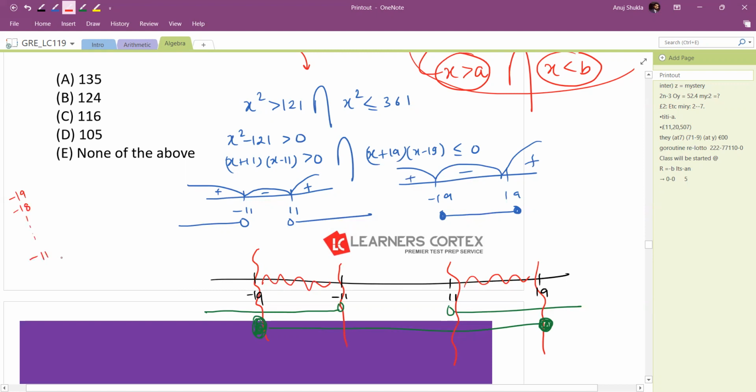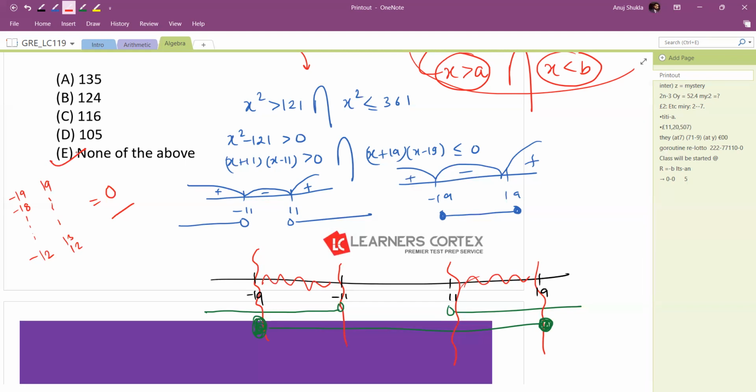Can I say minus 11? No, sir. We cannot say because minus 11 is not included. So what is the last value we can say? It is minus 12. Then again from here to here, it will start from 12, 13, and then it will go till 19. If you add all these values, what is the answer? Anyway, the answer will be none of the above. You got 210, but actually the answer is 0.